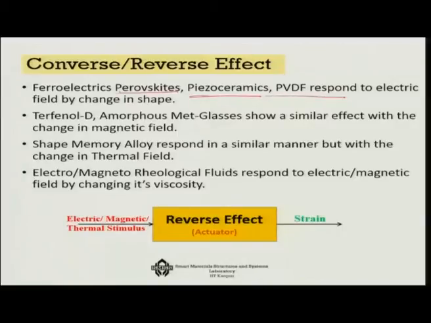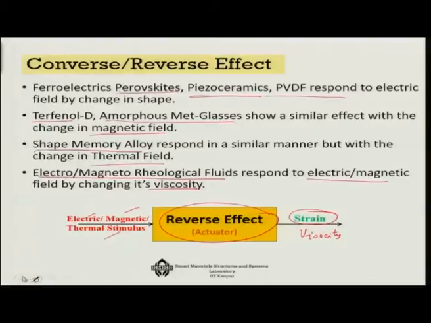They all respond to an electric field by a change in shape. Similarly, Terfenol-D and amorphous metallic glasses show a similar effect with a change in magnetic field, and shape memory alloys respond in a similar manner but with a change in thermal field. And electro- and magnetorheological fluids respond to electric or magnetic fields by changing their viscosity. So this is a whole group of materials which respond to electric, magnetic or thermal stimulus, with either a change in strain or a change in viscosity, and that is our converse or reverse effect, which is used to build actuators.